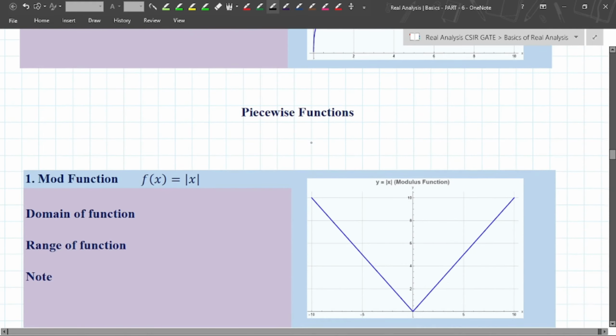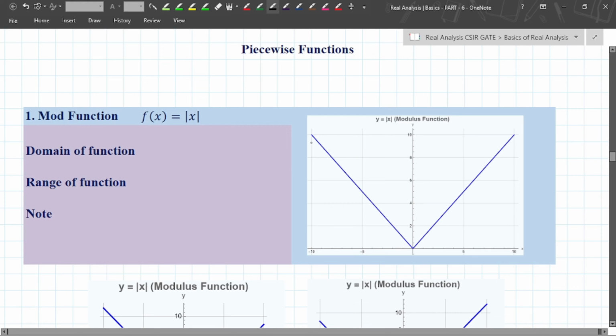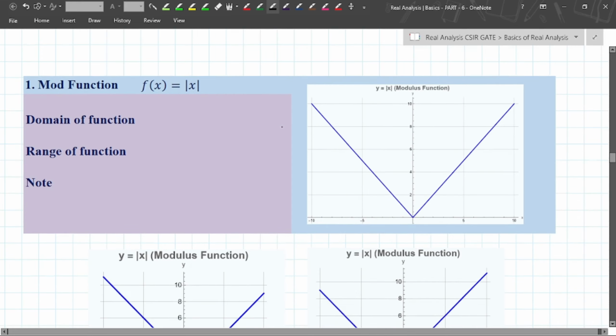Okay, next we have piecewise functions. These are very important functions. We'll discuss this. So what is this? The mod function, or we can say modulus function, is also there. That's the absolute function, we can also say. It will always be positive. So it can be defined like this.